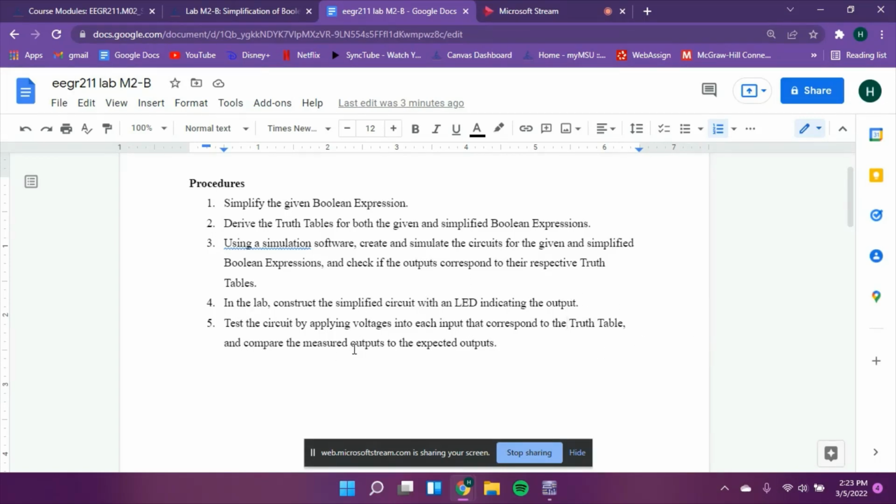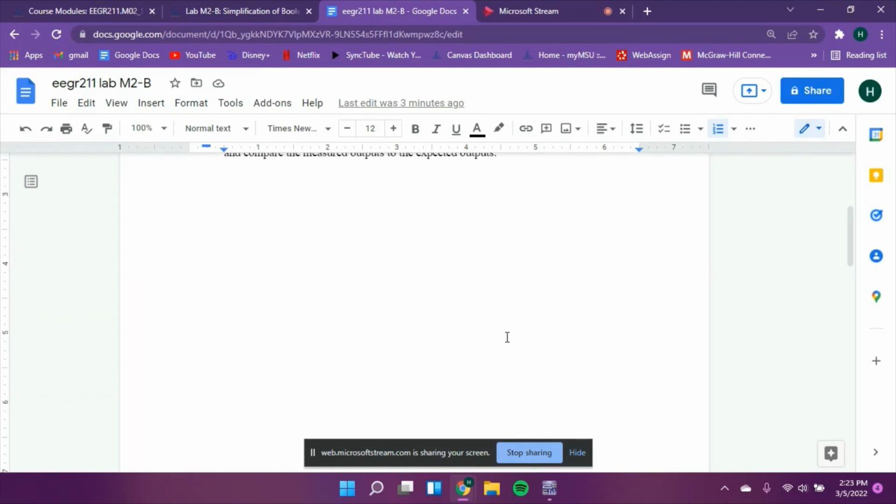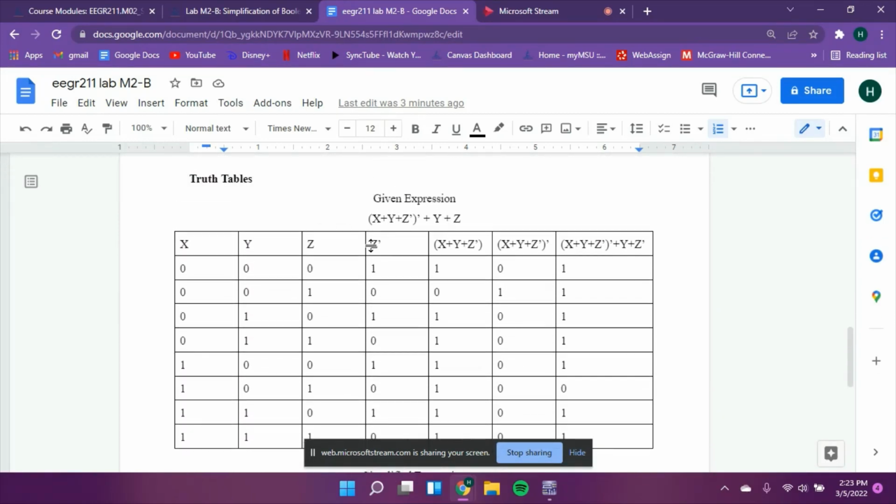Once we are in the lab, we will construct a simplified circuit with an LED indicating the output. And then we will test the circuit by applying voltages into each input that correspond to the truth table and compare the measured outputs to their expected outputs. For the truth tables, I have the given expression, which was x plus y plus z prime, all inversed, plus y plus z prime.